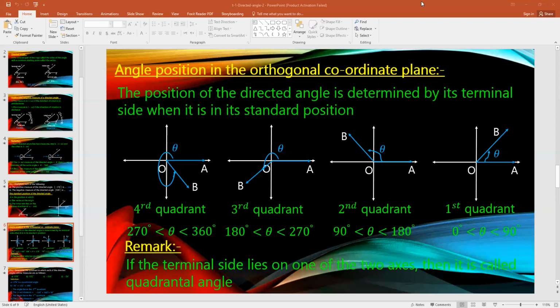The angle of measure 585 is equivalent to the angle in the standard position with which measure? Here I have 585. I will subtract 360. Here 585 minus 360 will be 225.